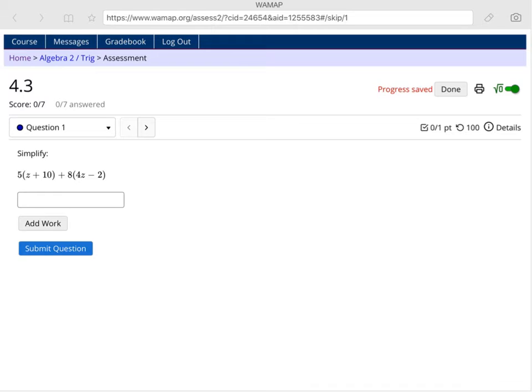All right, so in order to simplify this particular expression, the very first thing I want to do is get rid of the parentheses. So that requires us to distribute. So I'm going to distribute the 5 first into that set of parentheses. And when I do that, that's going to give me 5z plus 50.